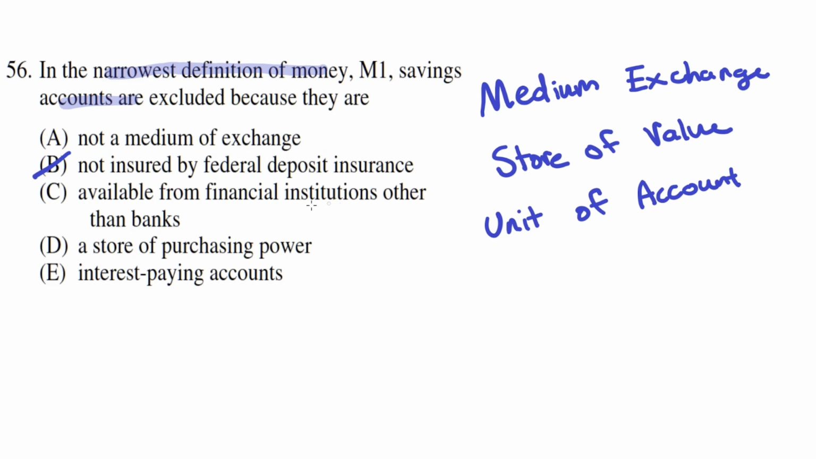C. Available from financial institutions other than banks. This is incorrect because this isn't a factor that would exclude savings accounts from being included in the definition of money. So C is also incorrect.